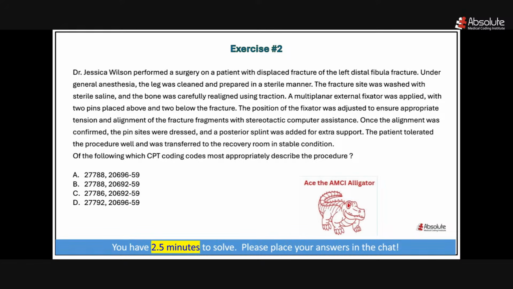Of the following, which best describes the procedure? I can see some answers are already in the chat, but your time begins now. You have got 2 minutes. I don't think you need 2.5. You all are doing a fantastic job. Your time begins now, coders. All the best.